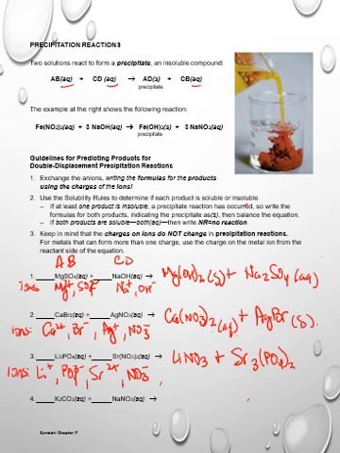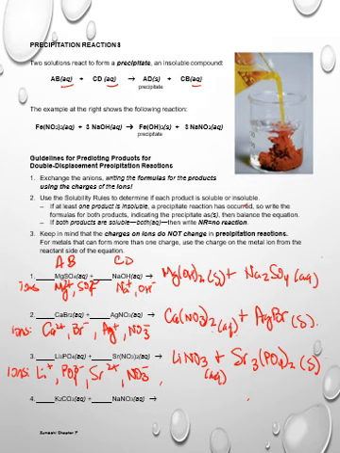Alkali metal nitrate, both of them always soluble, so that would be the aqueous. Strontium phosphate, all of my phosphates are going to be insoluble except for the group 1 metals and the ammonium ion. So strontium phosphate would be my precipitate.